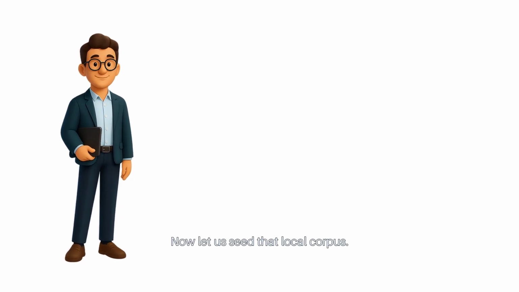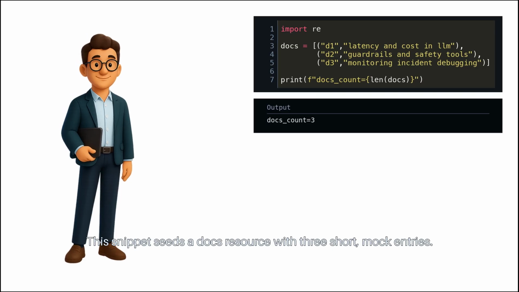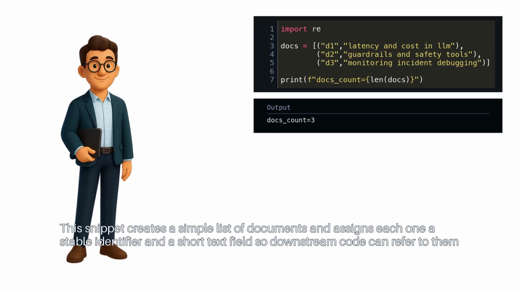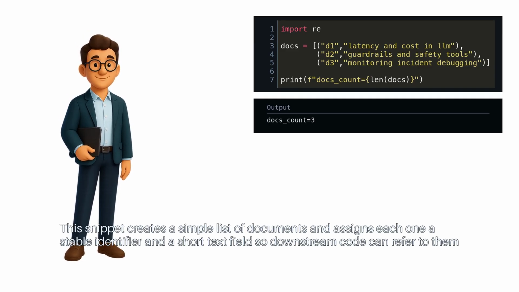Now let us seed that local corpus. This snippet seeds a docs resource with 3 short mock entries. This snippet creates a simple list of documents and assigns each one a stable identifier and a short text field so downstream code can refer to them by ID.